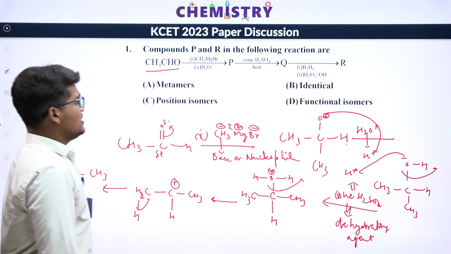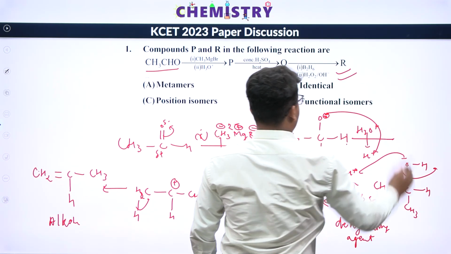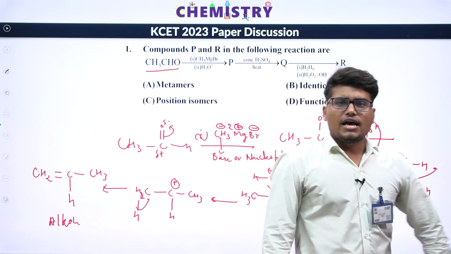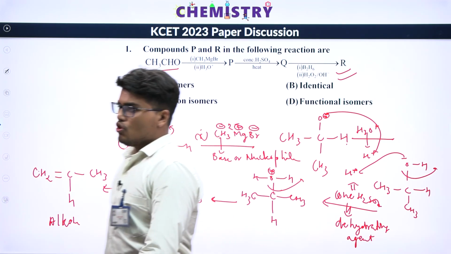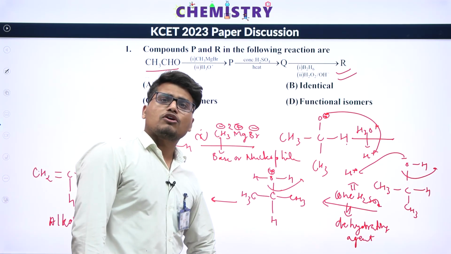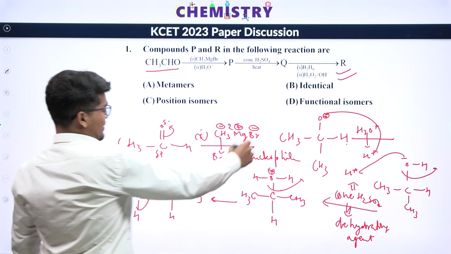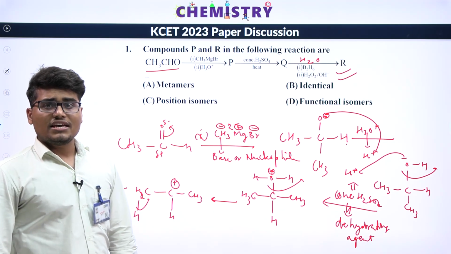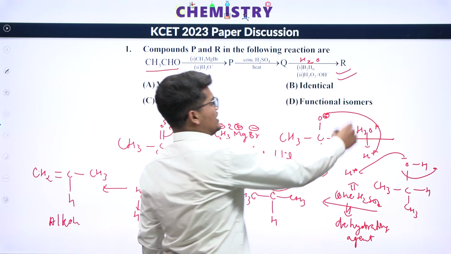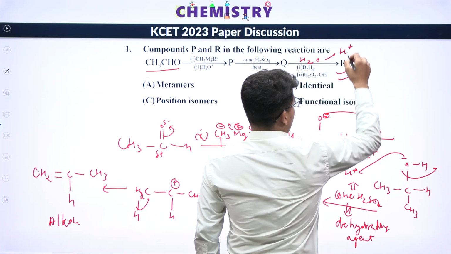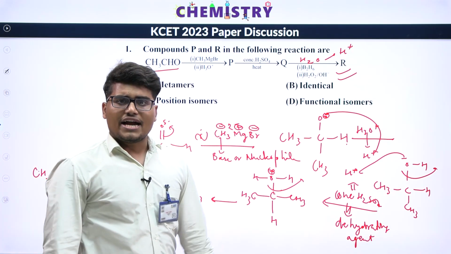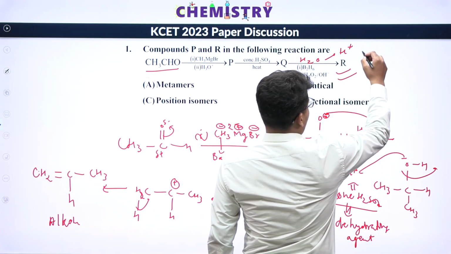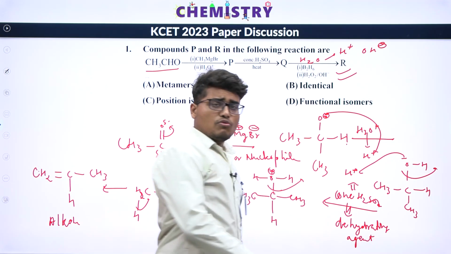Now the second part. They have given B2H6 and H2O2 with OH minus. It's a very famous reaction known as hydroboration oxidation, which follows the anti-Markovnikov rule. It means we add a water molecule to the alkene in an anti-Markovnikov manner. According to this rule, the positive part of the reagent attaches to the carbon which has less hydrogen, and the negative part attaches to the carbon which has more hydrogen.